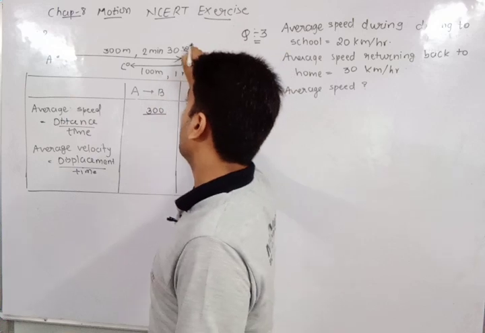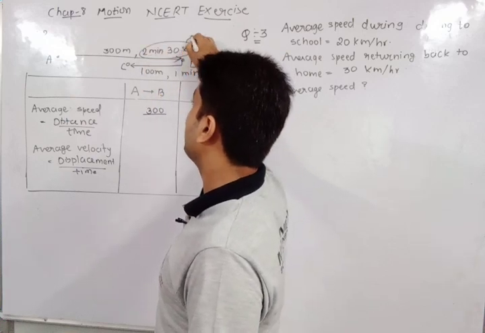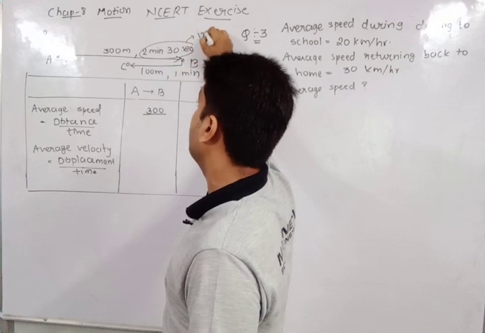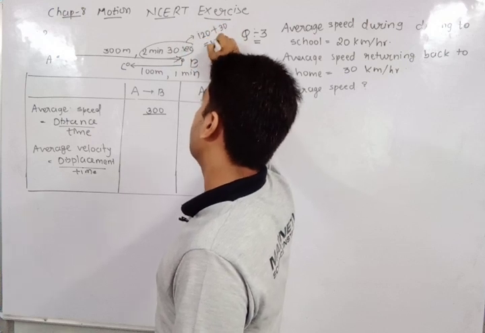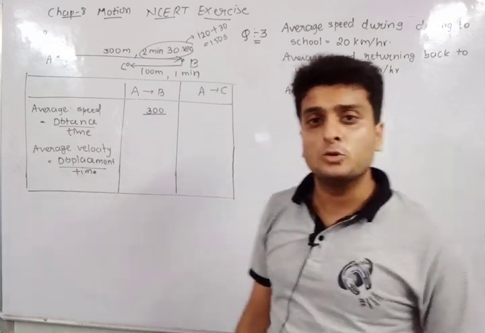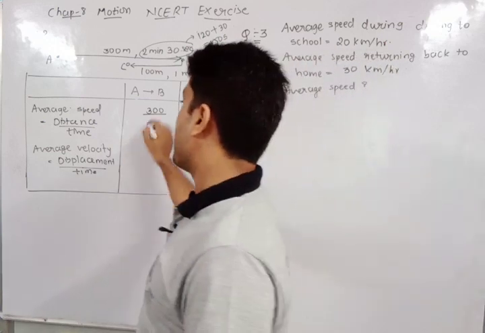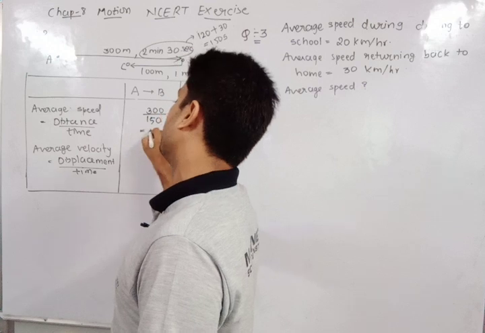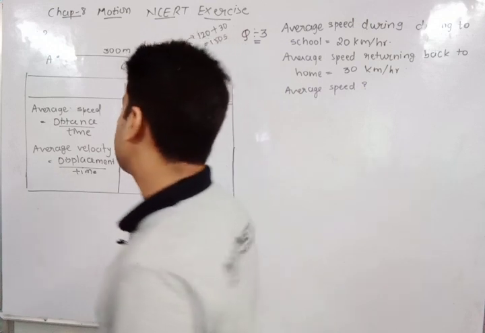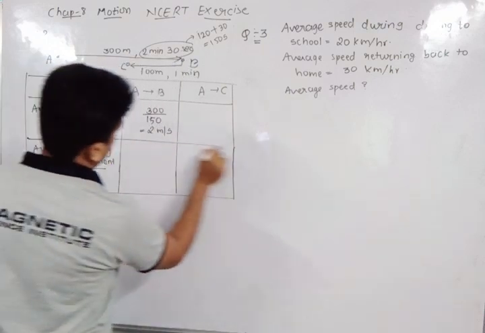What do you mean by 2 minutes 30 seconds? 2 minutes is 120 seconds, plus 30 seconds, that is basically 150 seconds. Right, 2 minutes 30 seconds in total is 150 seconds. So the time taken is 150 seconds, and dividing, it is 2 meter per second. Okay, so average speed from A to B is 2 meter per second.